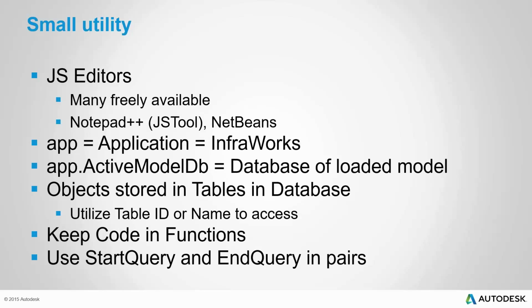So the app.ActiveModelDB, that is the database of the loaded model. App gets you InfraWorks, ActiveModelDB gets you the database, and then all of the objects are stored down inside tables in the database. So each object class has its own table. Buildings, roads, coverage areas, they're all in their own table, and then each object is stored in a row inside of that. And you can utilize the table ID or a name to access the actual tables.